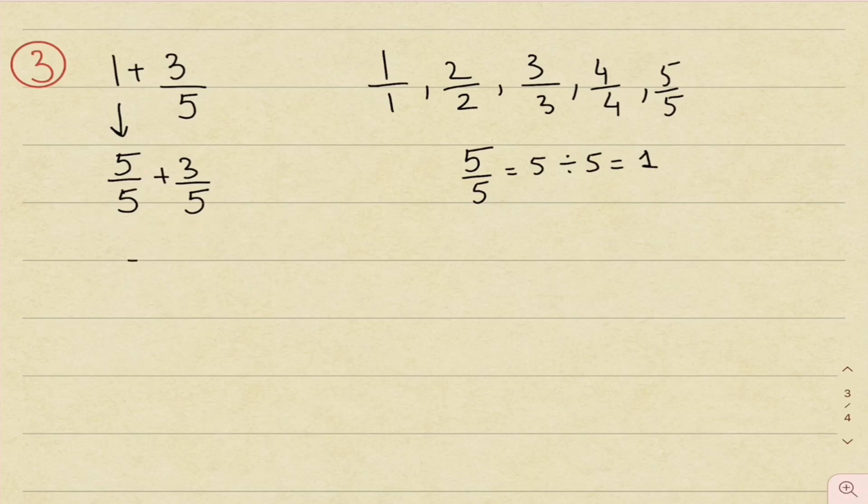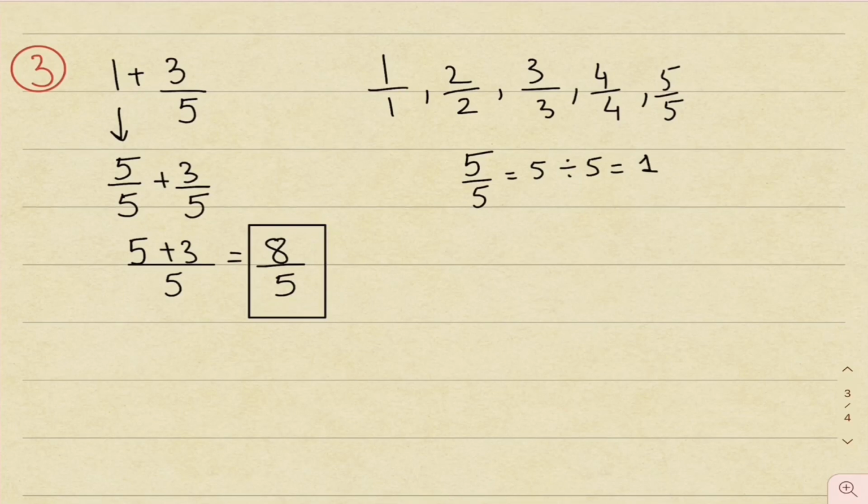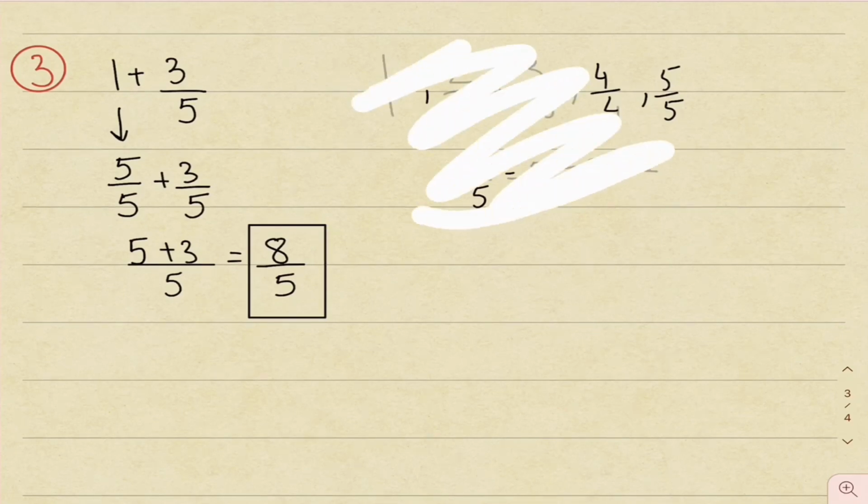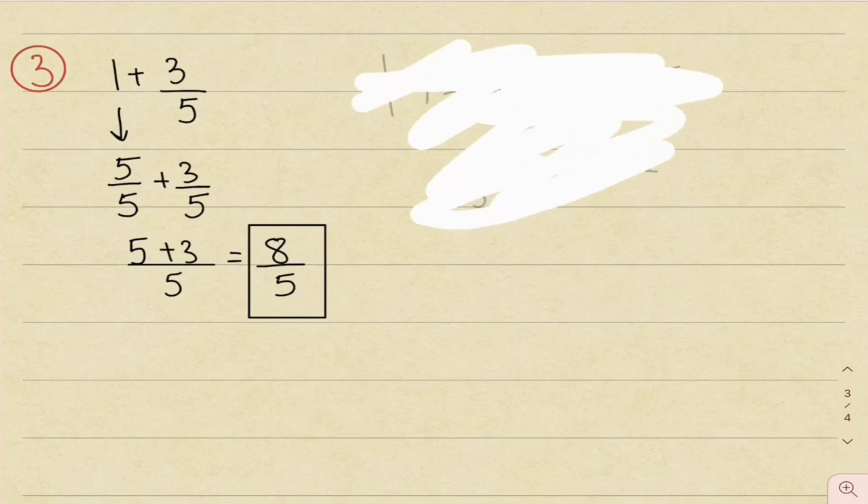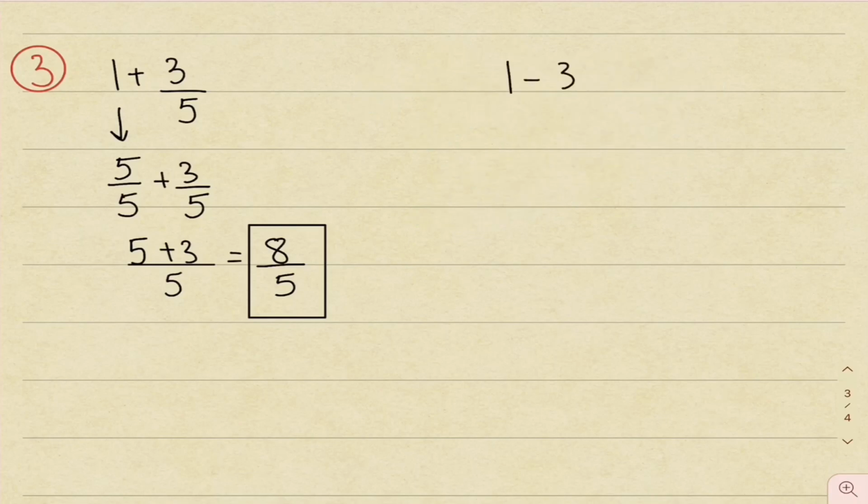And I have 2 fractions with the same denominator. I'm going to keep that denominator. And I'm going to add the top. 5 plus 3 is 8 over 5. So anytime you add 1 with any type of fraction, you can always use this method. Let's say you have 1 minus 39 over 7. So I'm going to write the 1 as 7 over 7 minus 39 over 7. Now I have 2 fractions subtracting each other with the same denominator.